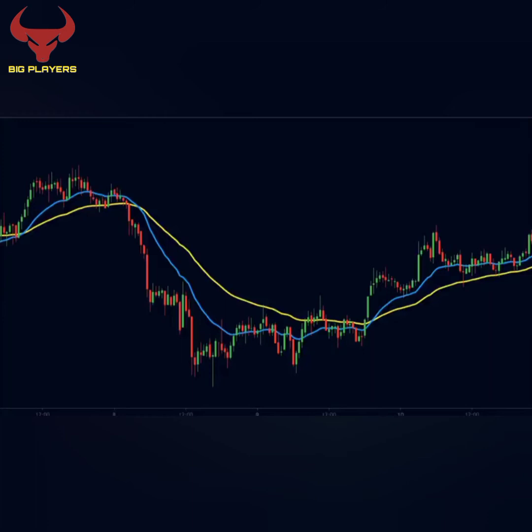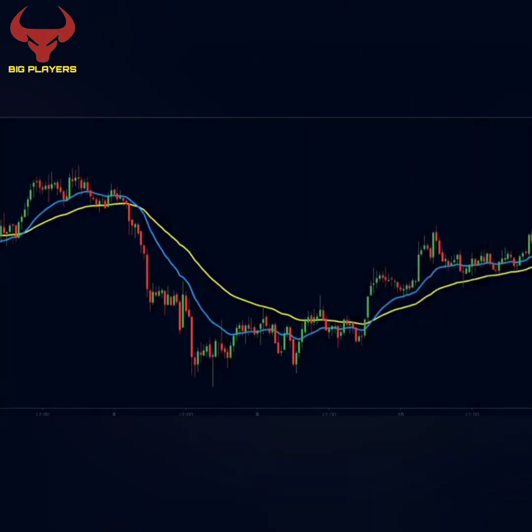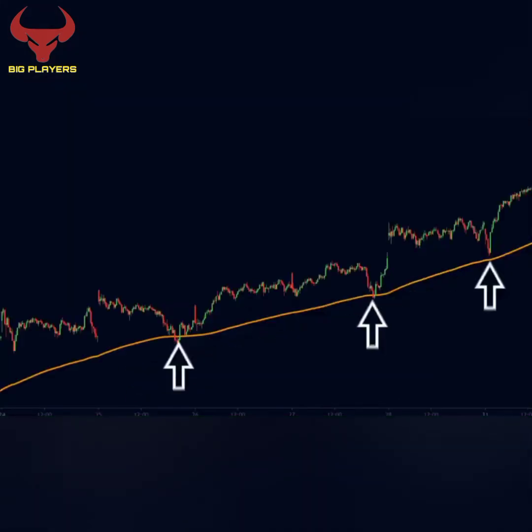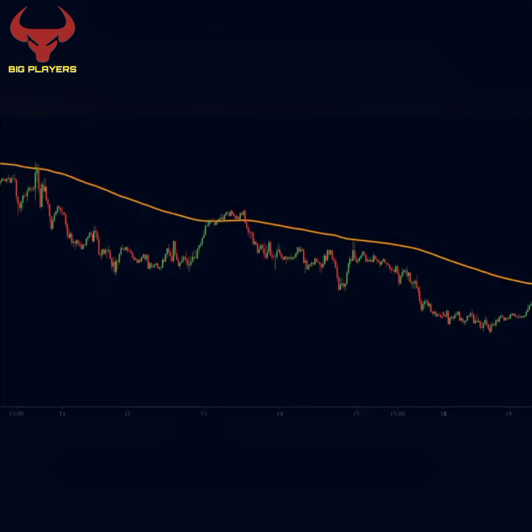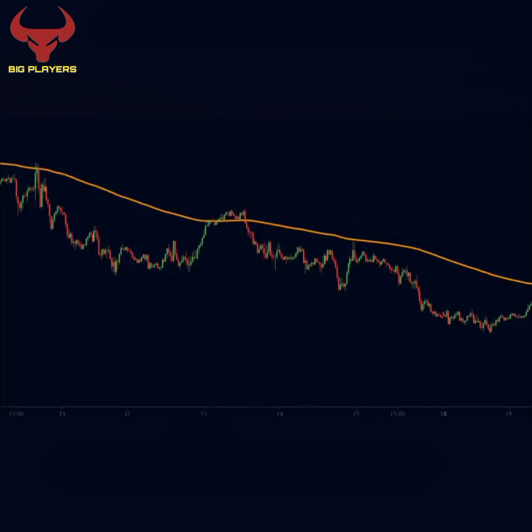Another major characteristic of the moving average is that it acts as a dynamic area of support and resistance. This means that whenever the price is in an uptrend, the price will often find support at the moving average. Similarly, in a downtrend, the price will often find resistance at the moving average. We will use this particular characteristic and create strategies around this concept.